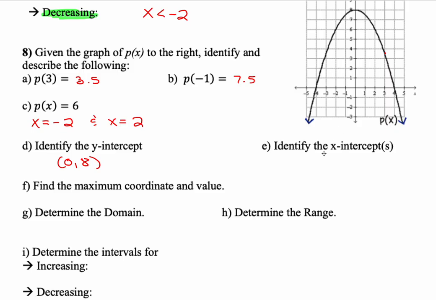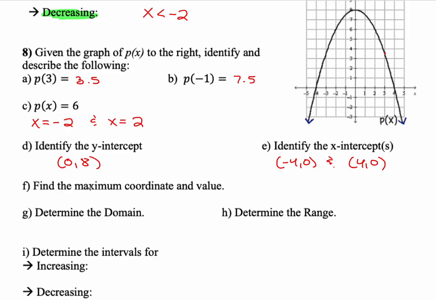E asks us to identify the x-intercept or intercepts. So the x-axis, starting over on the left, it crosses the x-axis at negative 4, 0. It is a coordinate. Keep going until, let's see if it crosses again, and it does hit again at 4, 0. Our two x-intercepts are at negative 4, 0 and 4, 0.